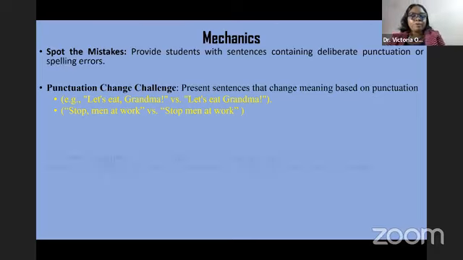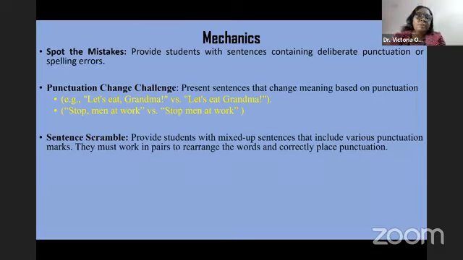We can also decide to use sentence scrapbook. We can provide the students with mixed up sentences, and these mixed up sentences would include various punctuation marks. Again, they work in pairs to rearrange. So here they are not just spotting out the mistakes, but they are rearranging the sentences. And as they rearrange the sentences, they would have to also check the punctuation as well.